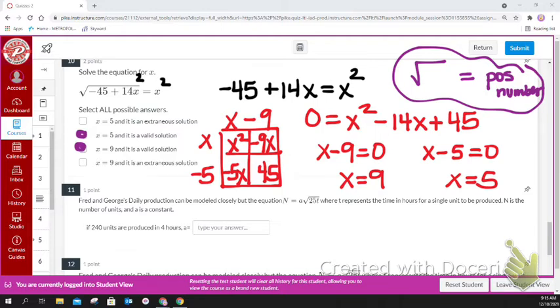For question number 11, we have an equation for a production model, and it says that N is the number of units, and what we're trying to do is find A, and they told us that N is 240 and T is 10. So let's write our equation out. 240 equals a times the square root of 25 times 4.